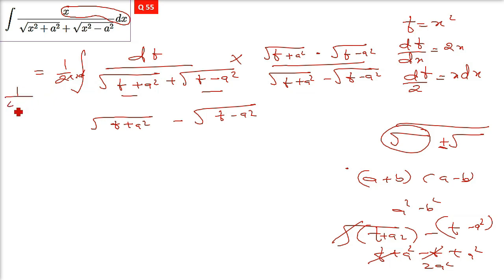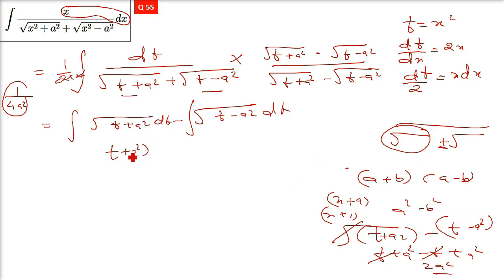We are going to deal with this later. Let's concentrate on the numerator now. I'm just including 1 by 4a square later on. Let us integrate this now. See, it's just t plus some constant, so don't worry about this a square, it's just a constant. So t plus a square, all these are the same as x plus 1, x plus a. Assume this t as x. When you integrate it, you get t plus a square to the power half, and t minus a square to the power half.